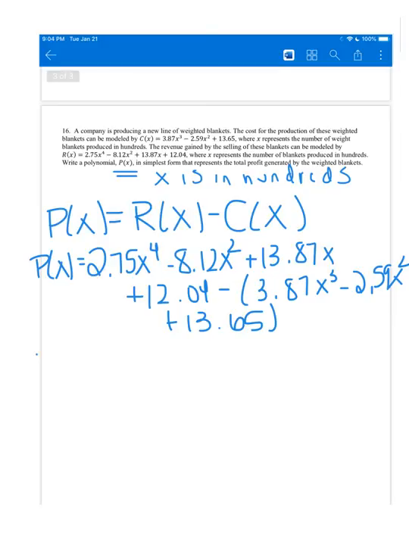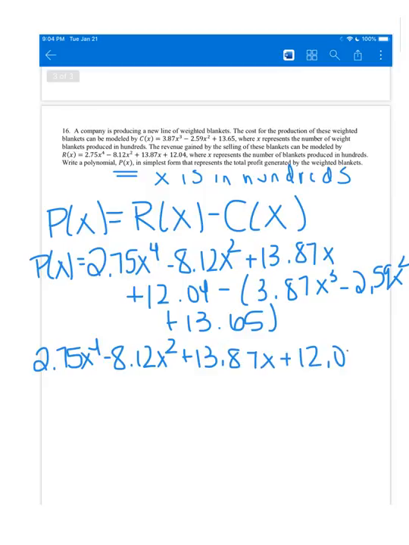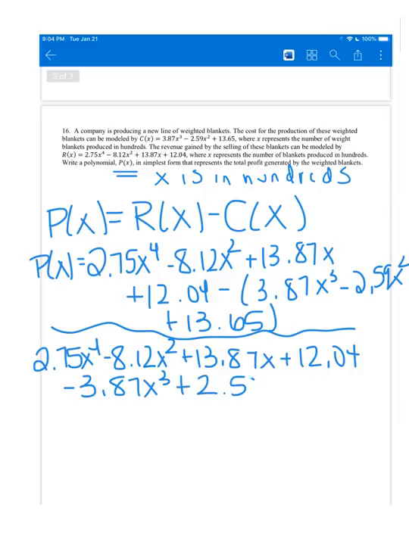So you are going to combine like terms. You have 2.75 x to the fourth minus 8.12 x squared plus 13.87 x plus 12.04. I'm going to go on to the next line just because I don't have any room. Then you have minus 3.87 x cubed plus 2.59 x squared minus 13.65.